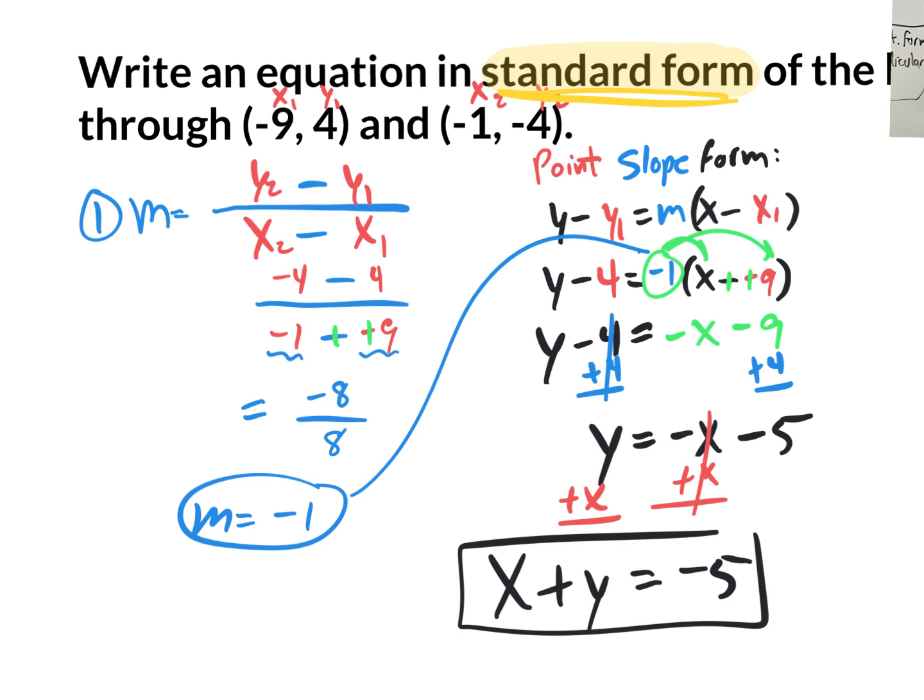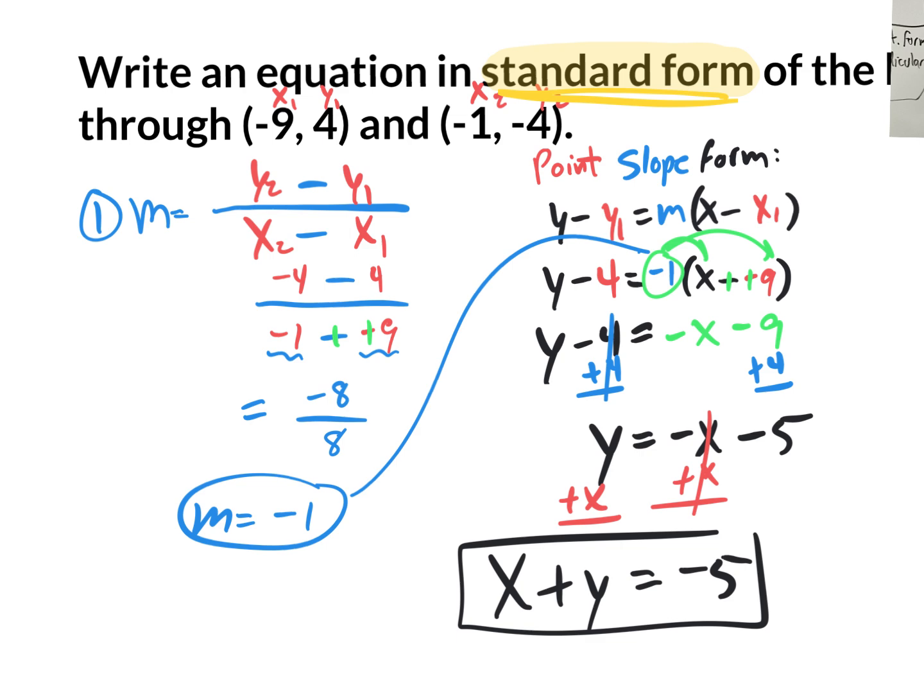This question actually does encompass everything you need to know. If I give you 2 points, you start with your slope formula. Once you have your slope and a point, you're going to go for point slope form, plug it in. And once you have it in point slope form, distribute and isolate y, and then you'll have it in slope intercept. And then after you have it in slope intercept, move that x to the other side, and then it'll be in standard.